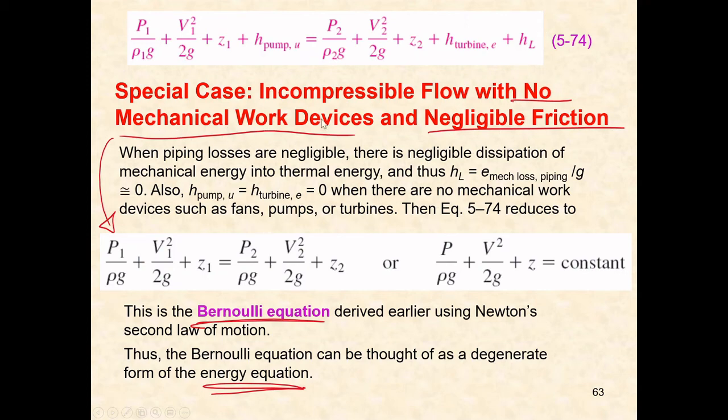No mechanical work devices means H pump and H turbine cancel out. So if that's the case, no H pump, no H turbine, and no heat loss, therefore you will return back to the Bernoulli equation. So this is exactly how the Bernoulli equation looks. This is the Bernoulli equation derived earlier using Newton's second law of motion. Right? Thus, the Bernoulli equation can be thought of as a degenerate form of the energy equation. So this is the energy equation. When you assume no mechanical work devices and negligible friction, you end up with the Bernoulli equation.